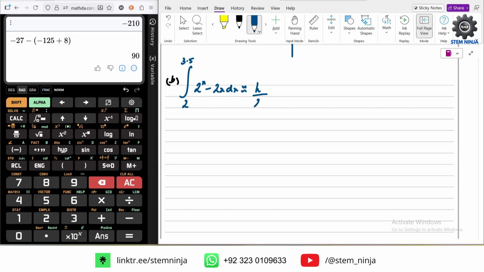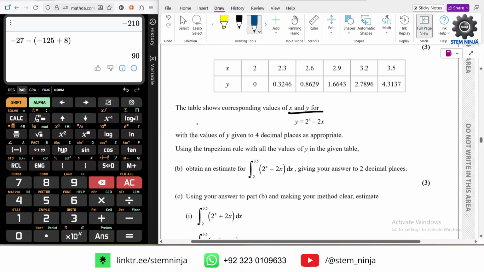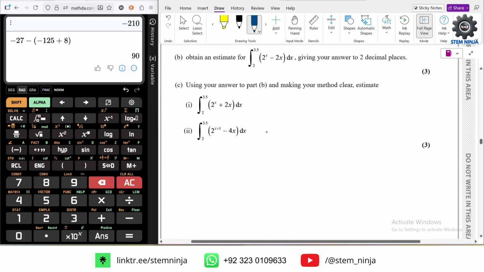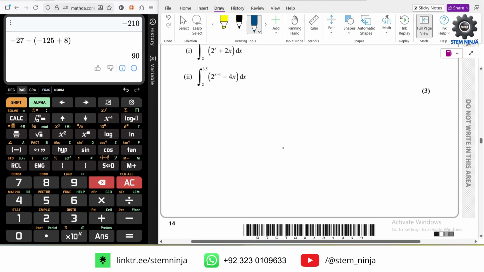This would become h over 2. The first and the last value would come only once, but every other value comes twice. So h, the difference between the values, is 0.3. So 0.3 over 2. First value is, wait a second, 0 and 4.3137.